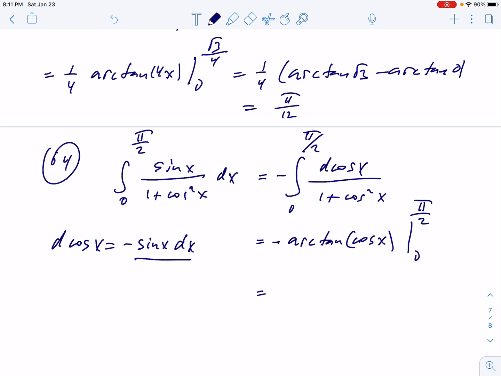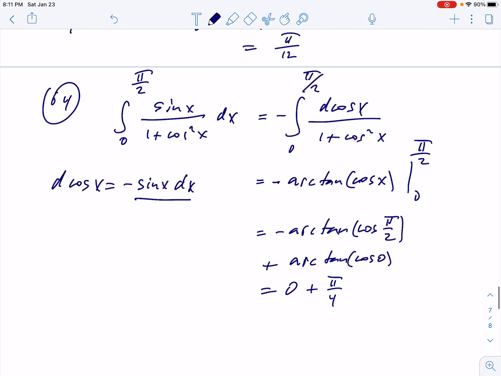Evaluating, we have negative arctangent cosine pi over 2, minus, because of the negative sign, becomes plus arctangent cosine 0. Cosine pi over 2 is 0, arctangent 0 is 0. So this is 0 plus arctangent of 1, which is what? Arctangent of 1? This is pi over 4, because tangent pi over 4 is 1. So this is our answer, pi over 4.